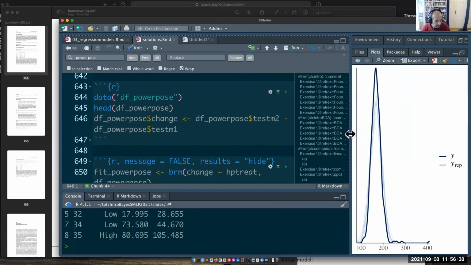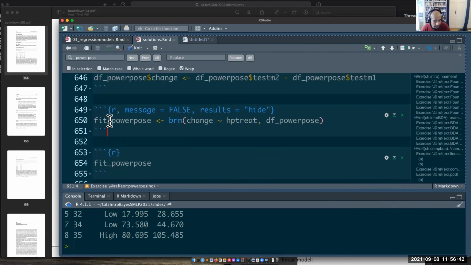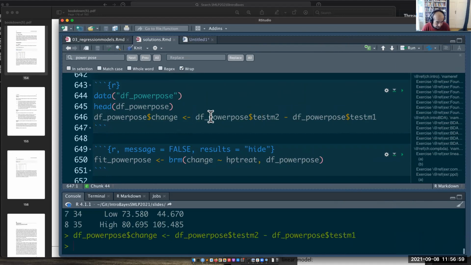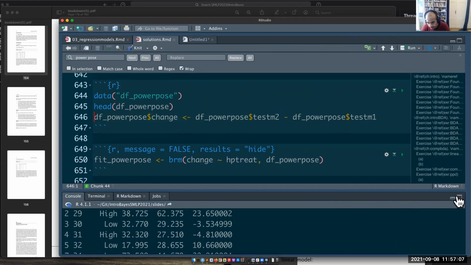This is line 646, right? So this is line 646 here. I've created a column called change, which is the change in testosterone: after minus before. That's how this is done, right? So I've got a new column now, which is the change column. Let me just plot this. So you see a new change column here.